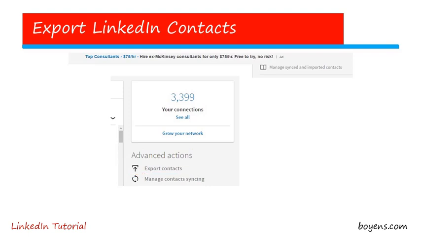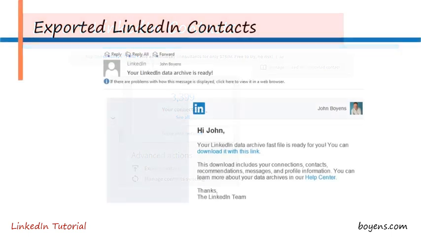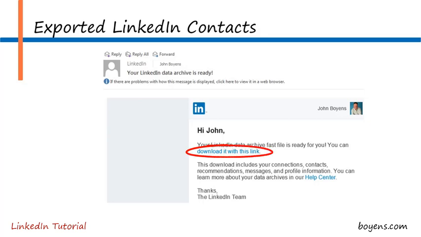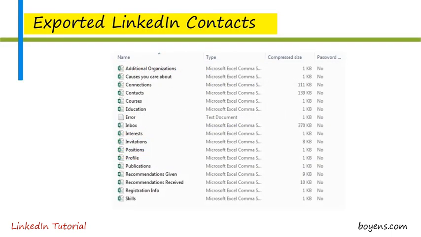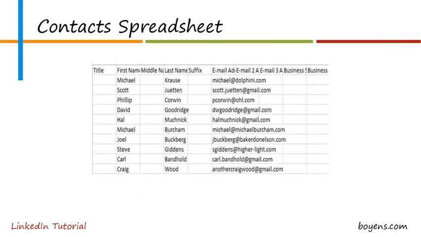If you click on Exporting Contacts, LinkedIn then sends you an email. The message says your LinkedIn Data Archive file is ready for you, and you can download it with this link. Once you click on that link, the download gives you a listing that shows what has been downloaded. There's a section that says Contacts. If you click on your contacts, you see an Excel spreadsheet with those contacts. That way you can go back in and edit, removing people that are not part of the campaign or somebody you're already doing business with, etc.